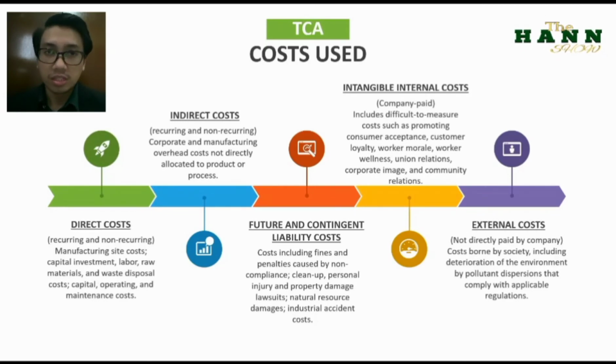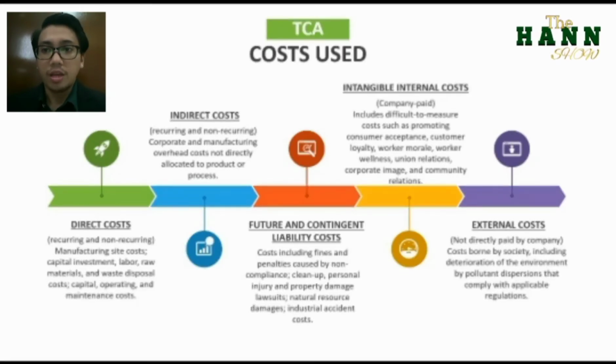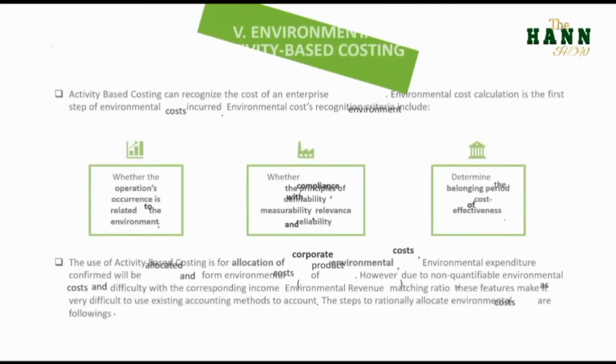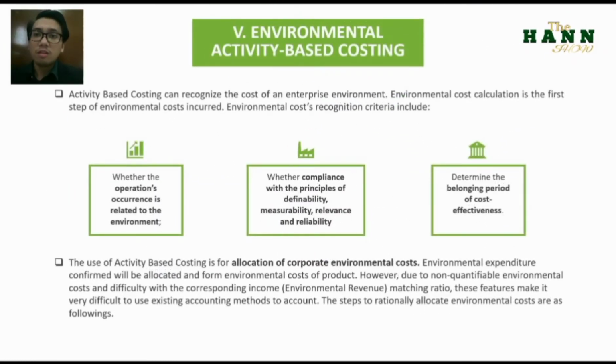The fifth one is external costs, which is not directly paid by a company. For example, costs borne by society, including deterioration of the environment by pollutant dispersions that comply with applicable regulations. The next current initiative is Environmental Activity-Based Costing, or Environmental ABC.